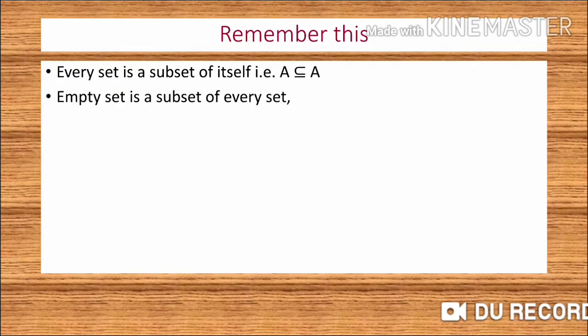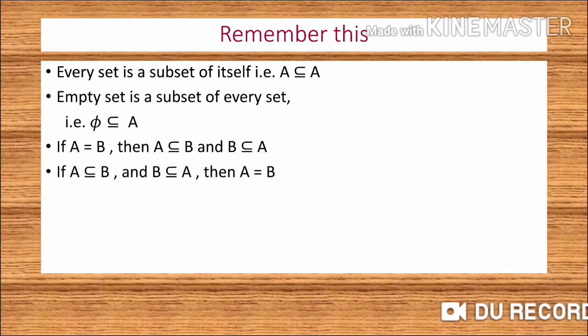Now, remember this. Every set is a subset of itself, that is A subset A. Empty set is a subset of every set, that is phi subset A. If A is equal to B, then A is a subset of B and B is a subset of A. If A is a subset of B and B is a subset of A, then set A is equal to set B.